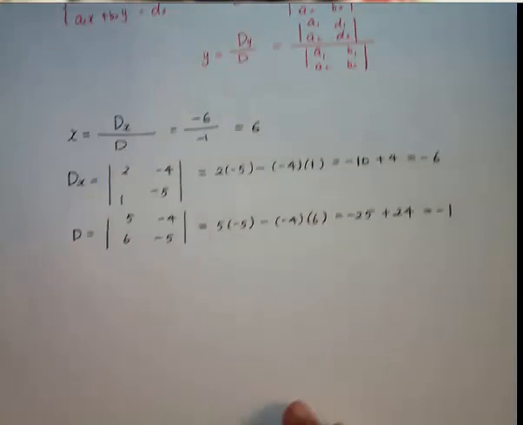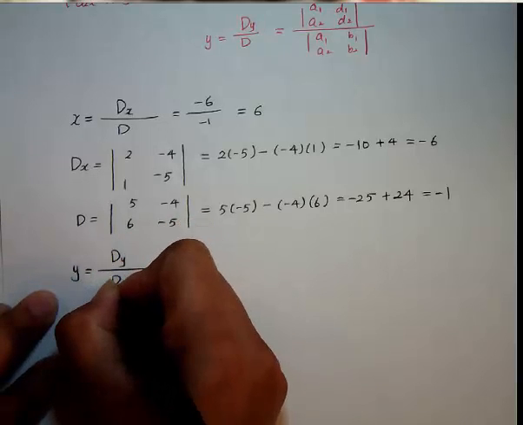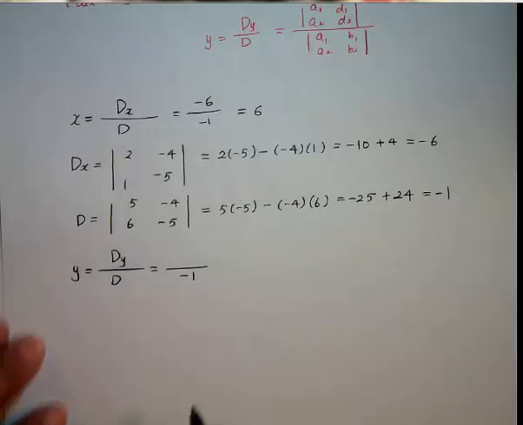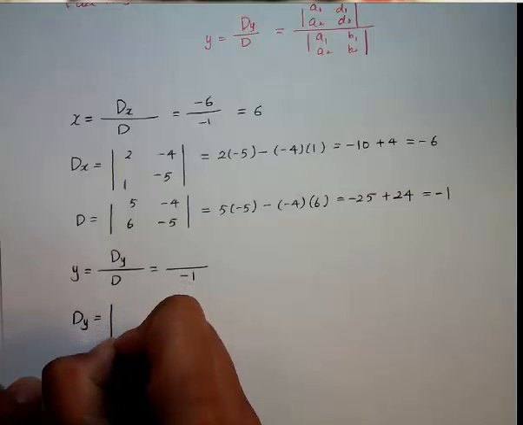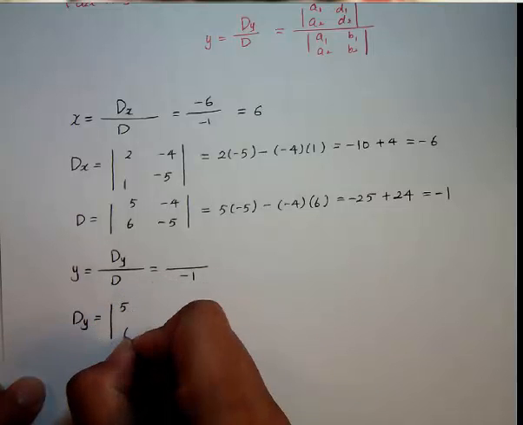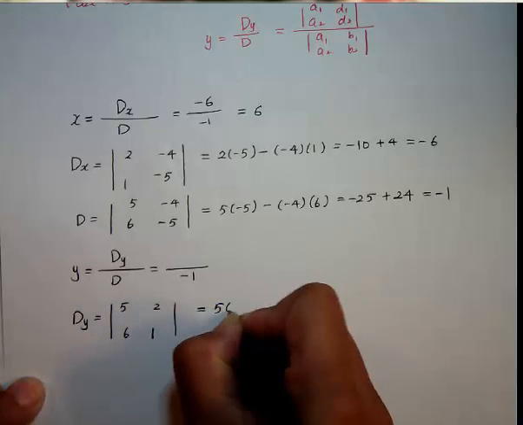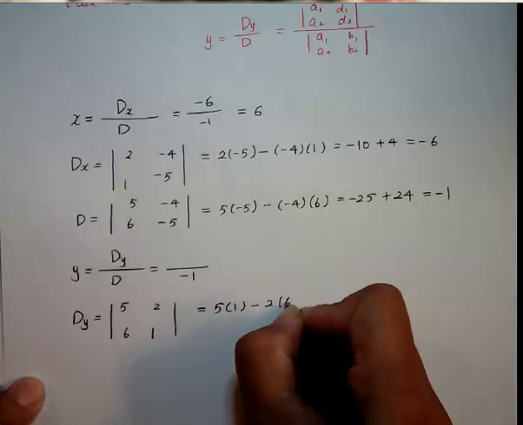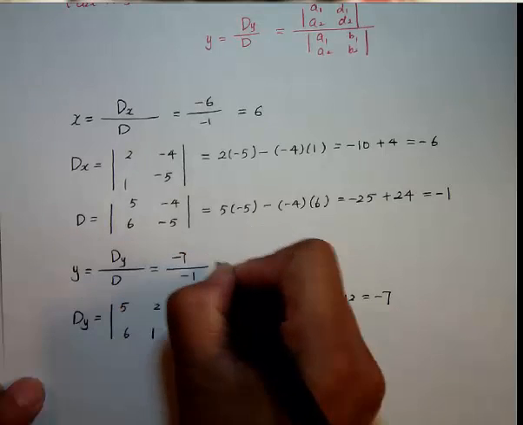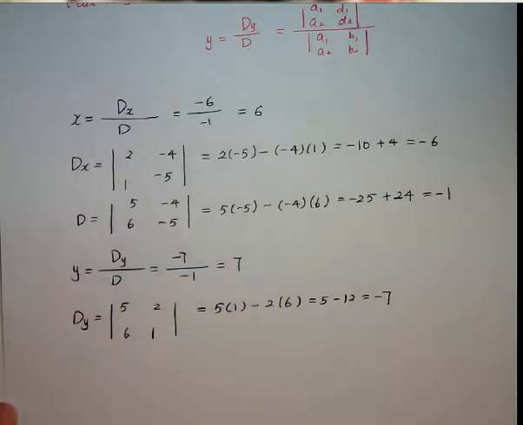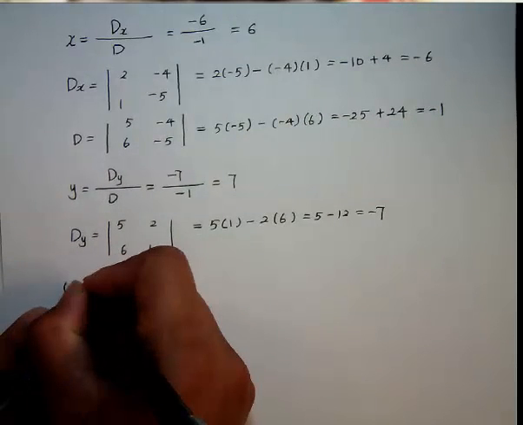How about y? dy over d. We know the d is already found as -1. For dy, replace the y coefficient by the constant, 5, 6, and the constant is 2, 1. So that equals 5 times 1 minus 2 times 6, 5 minus 12, -7. So the y is 7. And this is our proposed solution, 6, 7.